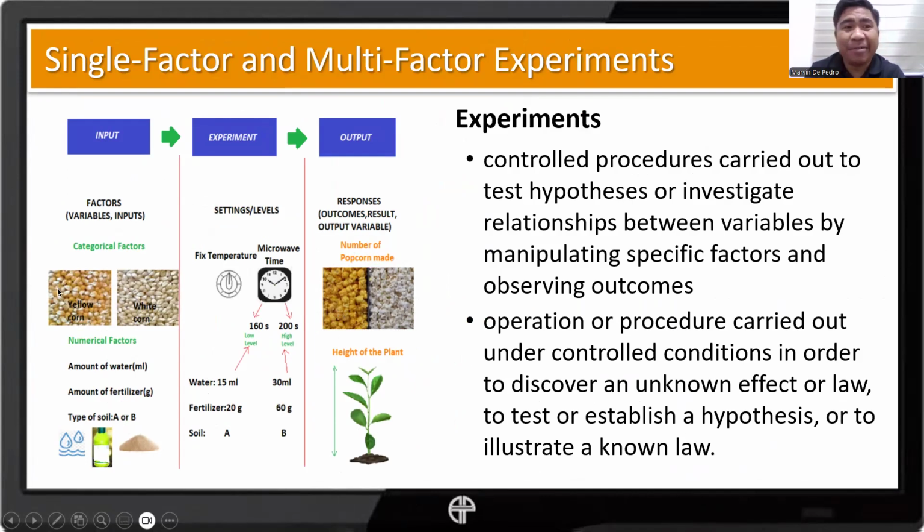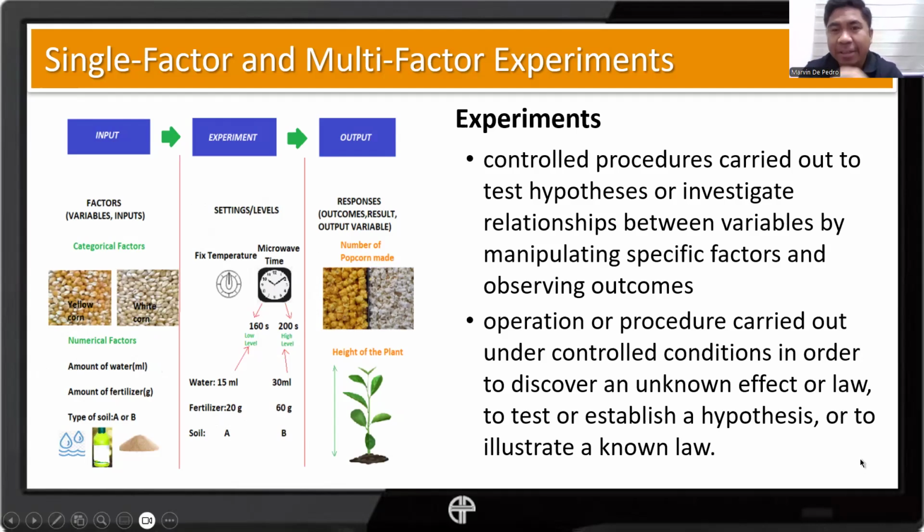Okay, I guess these are two separate experiments. The one is about popcorn and the other one is about growing a plant. For the first one, whether the setting in our microwave oven has a significant effect on our output popcorn. While the second one, whether the measures of our ingredients for growing the plant will have an effect on the height of the plant.